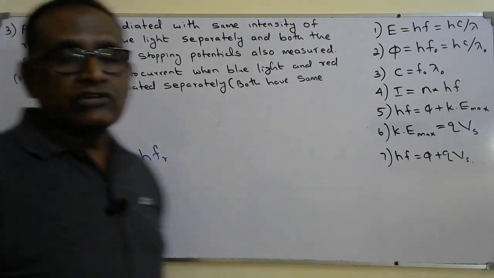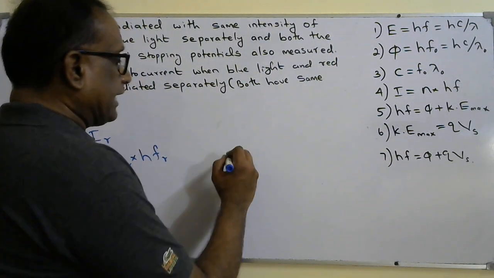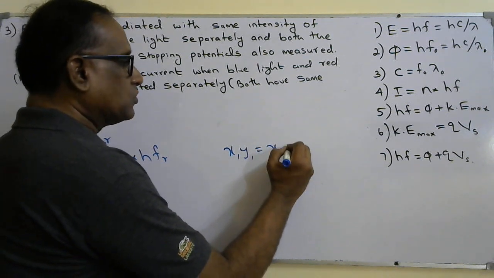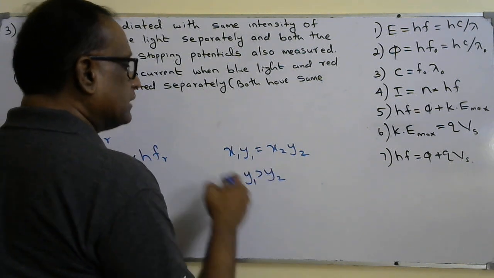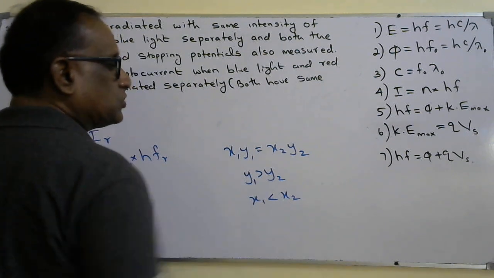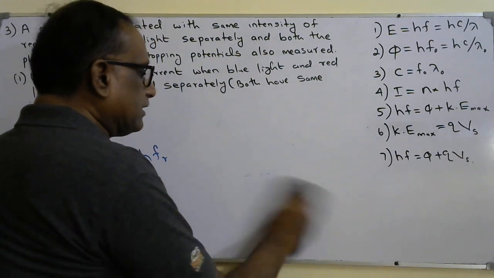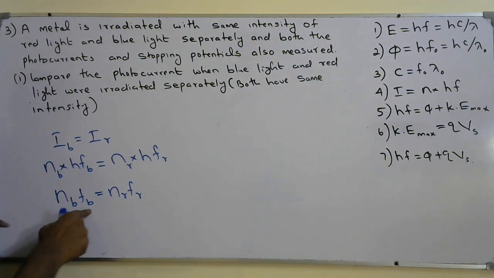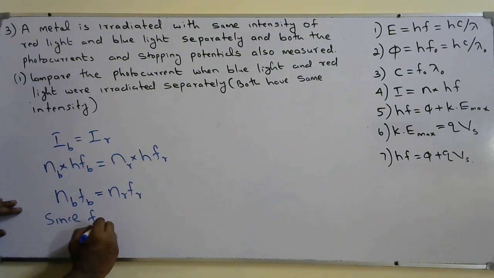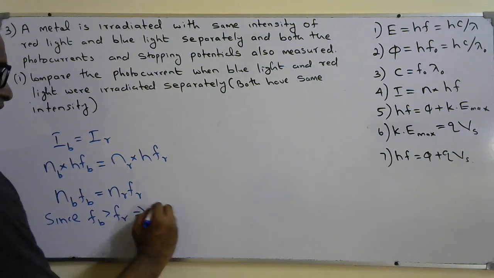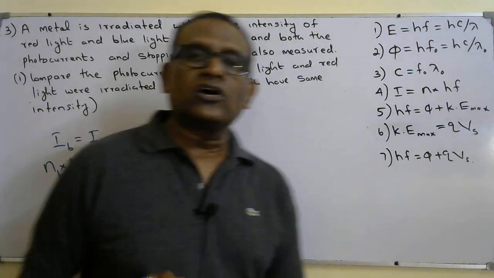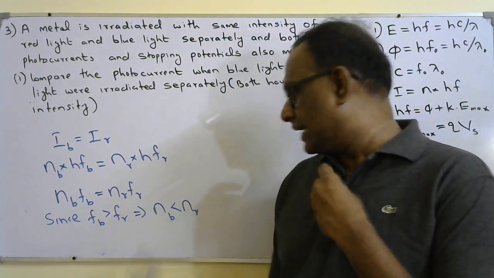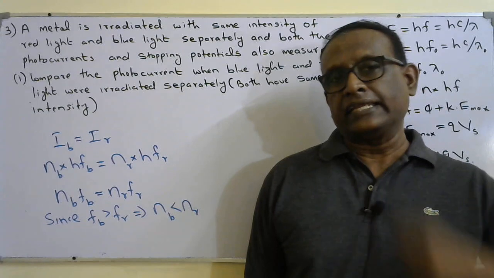Okay, we know the frequency of blue is greater than the frequency of red. We know that x1y1 equals x2y2, and if I say y1 is greater than y2, then x1 should be less than x2. Simple mathematics. So using the same idea, since Fb is greater than Fr, we can say Nb is less than Nr. The number of blue photons falling on the metal per unit area per second is less than the number of red photons falling on unit area per second.